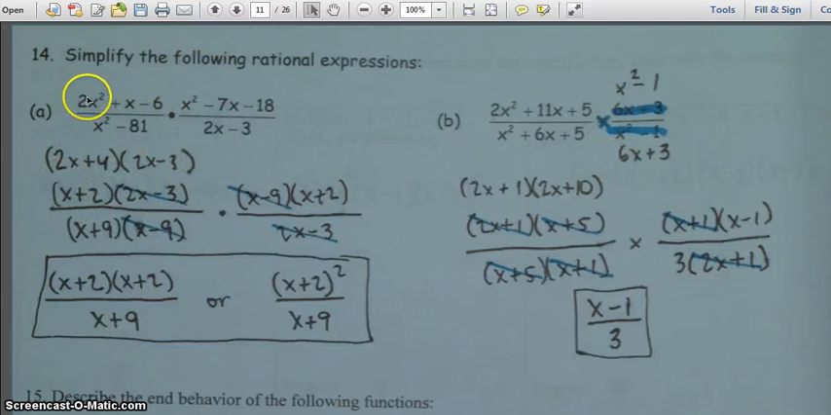But on letter A here, you're going to factor 2x squared plus x minus 6. You're going to multiply 2 times negative 6, and that's going to give you negative 12. You're going to find the factors of negative 12 that add to give you positive 1. You'll find out that those are 4 and negative 3.